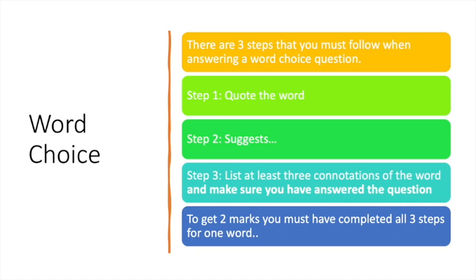Step 2, you say suggests. And then step 3, list at least 3 connotations of the word and make sure you have answered the question. This will depend on the words of the question you've been asked. To get 2 marks, you must have completed all 3 steps for 1 word. That might seem confusing. Let's look at an example and then you can always listen to this explanation again.